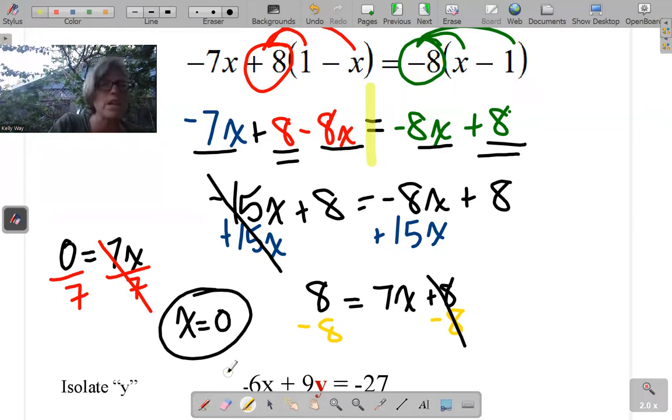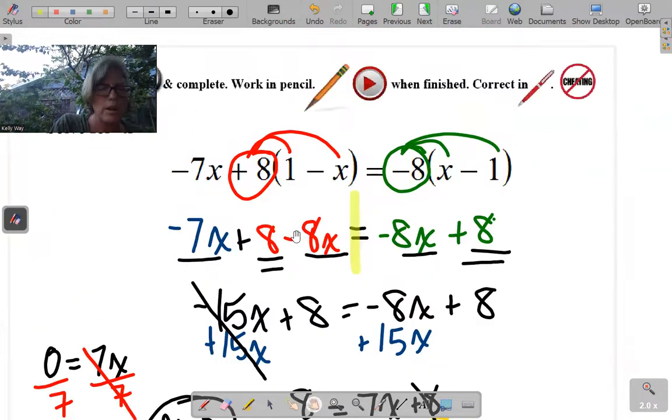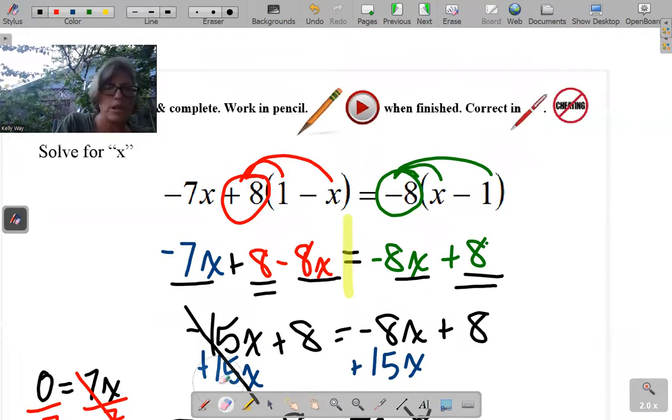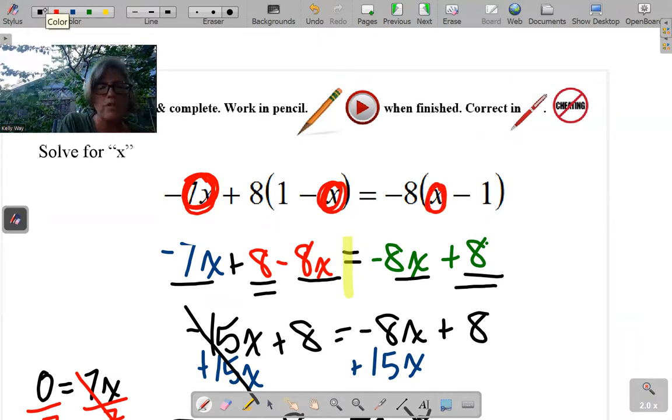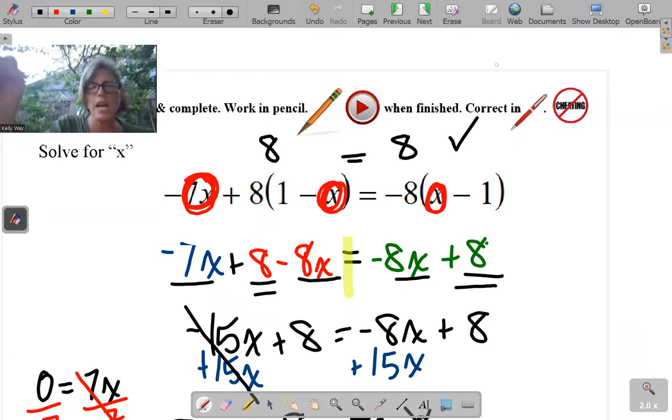This is how you should have tested it if you were kind of concerned. You come up here and you take a look, and we're going to put a 0 everywhere and see what happens. If I put a 0 in this X, that makes this 0. 0 makes that 0. Let's see what we would have ended up. We have 8 times 1, which is 8, equals -8 times -1, which is 8. Ta-da! Check.